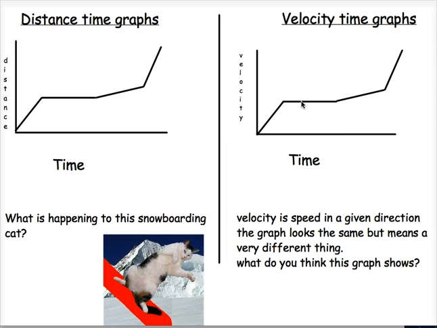The graph looks the same, but in actual fact, what's happening to the snowboarding cat is different. So on this bit here is stationary, but on this bit here is doing something very different. So let's have a look at those things, and then we can come back to it, which would be good.